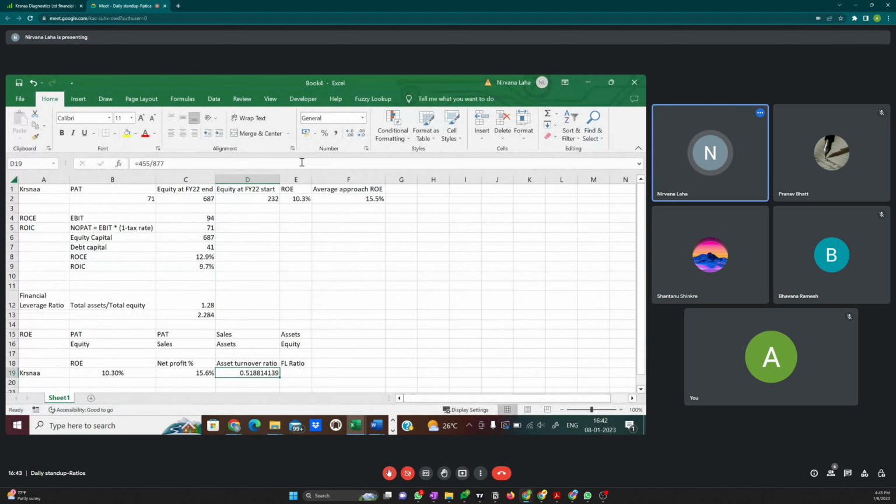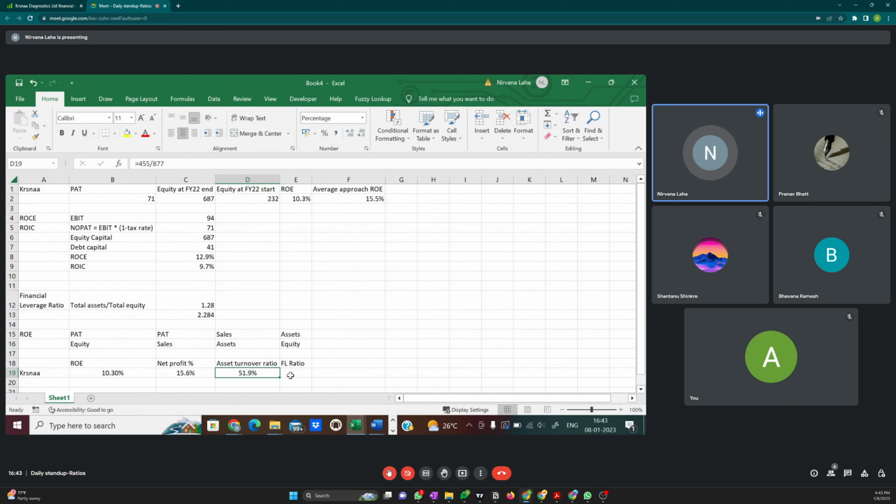Now this is a very, very poor ratio. Asset turns are usually, I mean, an asset turn of 1 is considered to be pretty average. Asset turn close to 2 is better. Anything between 1 and 2 is good. So here the asset turn is half. It's 0.5, which can mean two things.